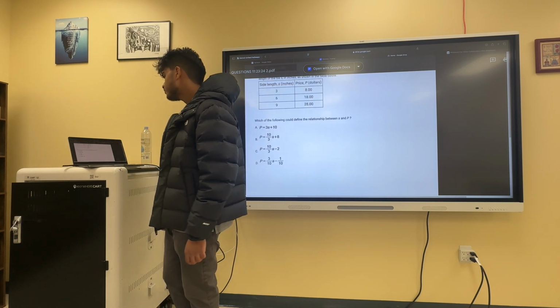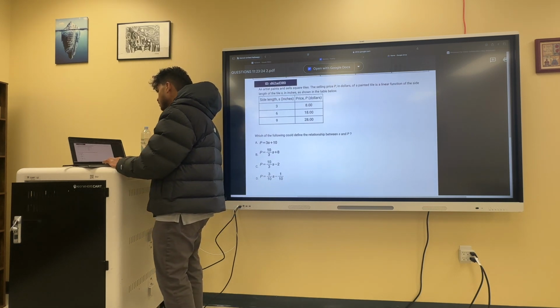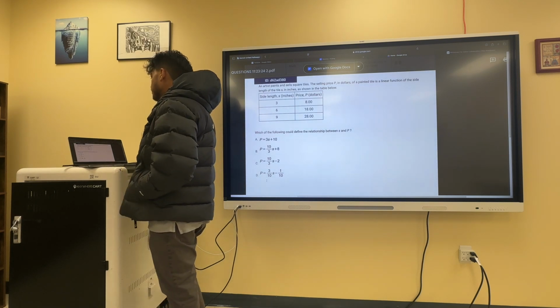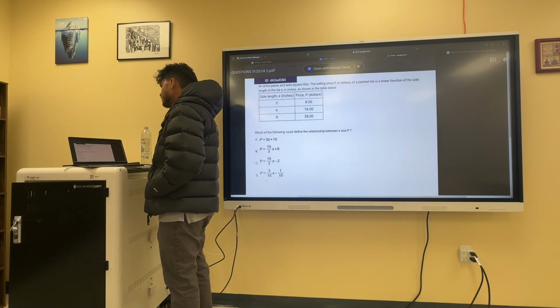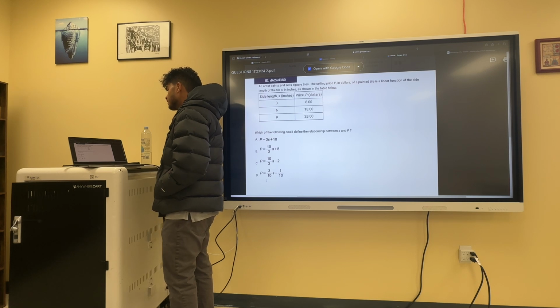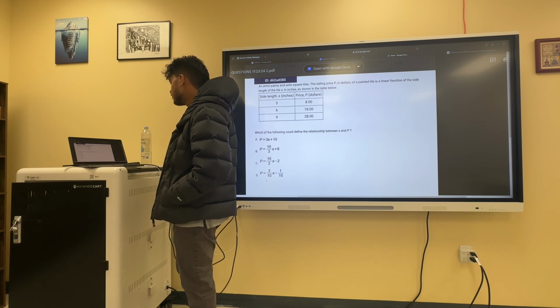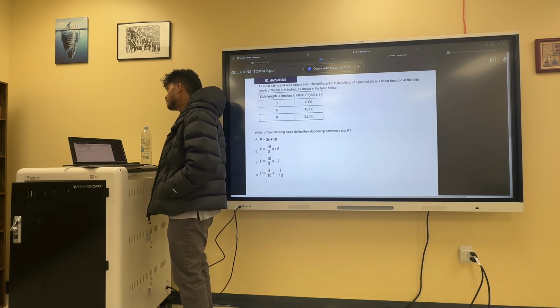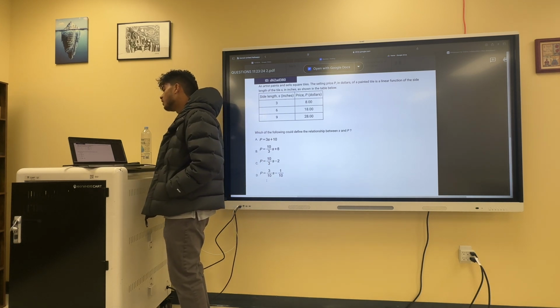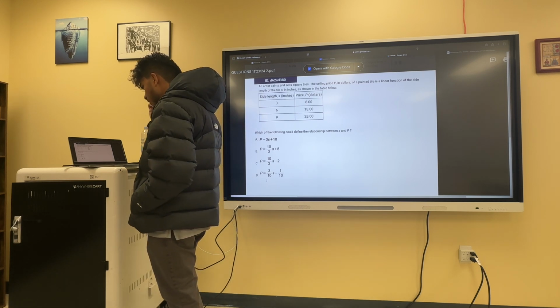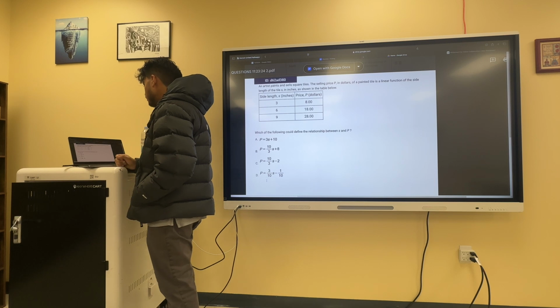Okay, let's talk about this. An artist paints and sells square tiles. The selling price P in dollars of the painted tile is a linear function of the side length of the tile S in inches, as shown in the table below. So we're given just three inputs and three outputs, the side length and the price. Which of the following could define the relationship between S and P?